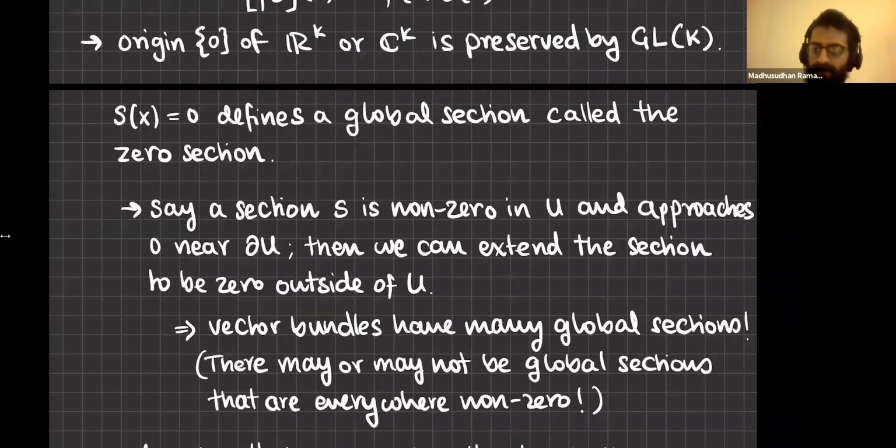I can just declare that. So basically the section starts off as something non-trivial, but as you get to the boundaries, it just goes to 0, and then it just stays 0 everywhere else. So now what I've done is I've really defined a lot of possible global sections, right? Just because I have this 0 section, I can define many global sections. However, there may or may not be global sections that are everywhere non-zero.